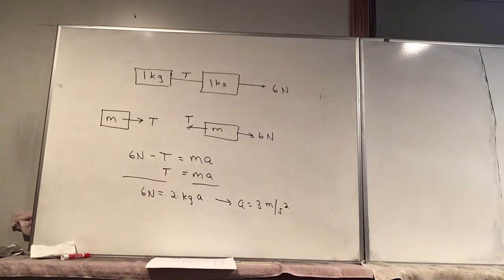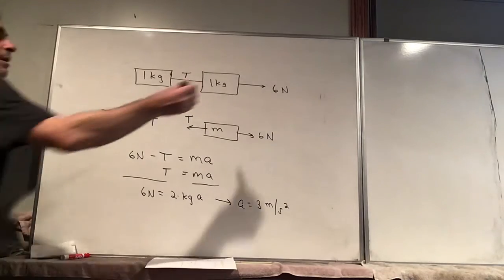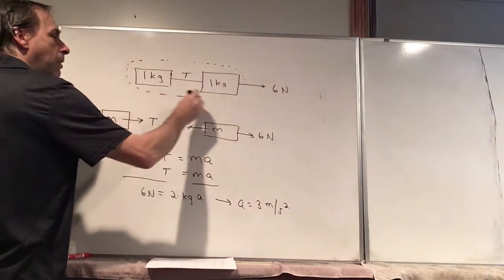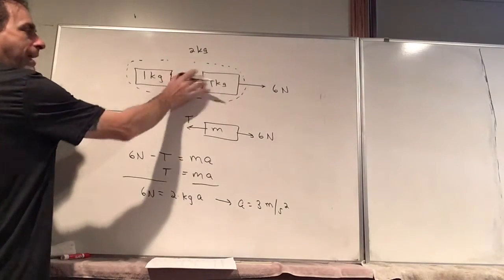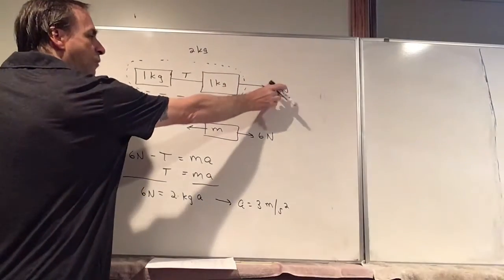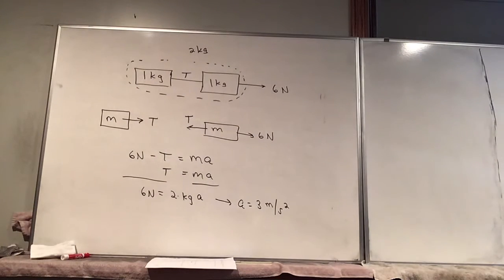Now another way you could have done that, because the string doesn't stretch, these two objects are going to move together. So we could treat this with a single mass of 2 kilograms, where that internal force would no longer be a factor. So we just have a force of 6 newtons acting on a 2 kilogram mass, would accelerate 3 meters per second squared.